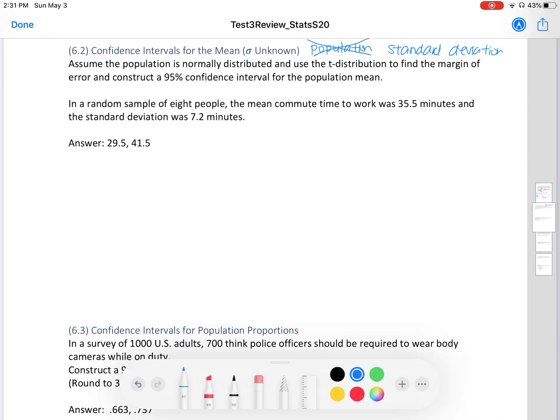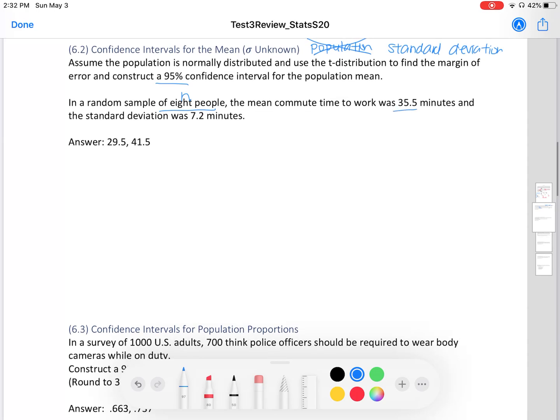All right, let's read our question. Assume the population is normally distributed and use the t-distribution to find the margin of error and construct a 95% confidence interval for the population mean. All right, let's do our problem. In a random sample size of 8 people, the mean commute to work is 35.5 minutes and the standard deviation is 7.2. All right, notice there was no word population. So this is how we know it's a 6.2 type of problem.